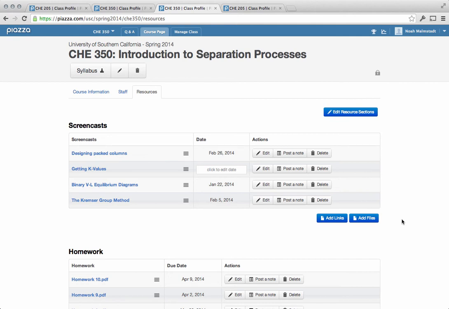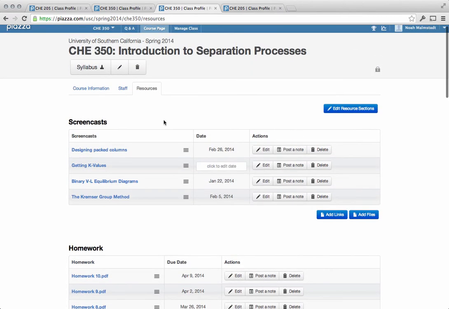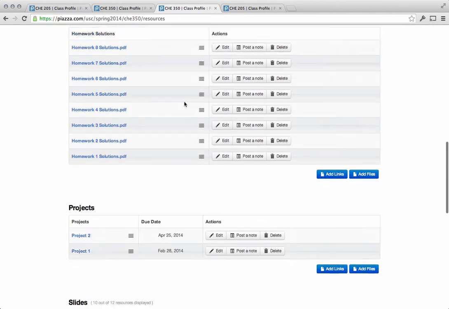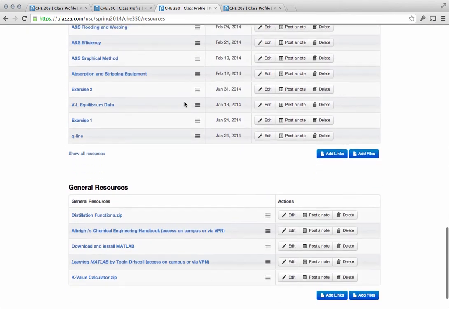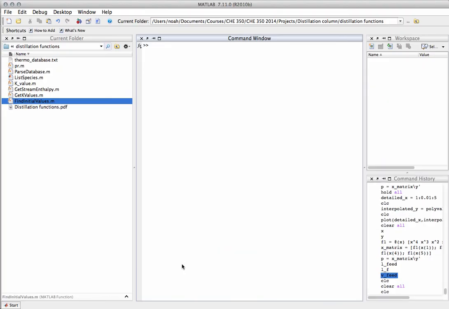All right, so I'm going to talk about the functions that I've provided for you to use on your project simulating a distillation column. First of all, if you go to the class Piazza page, on the Resources tab, at the bottom in General Resources, you'll find this zip file containing the distillation functions. Download the zip file, unzip it, and in the folder that you unzip into, you will find these functions.